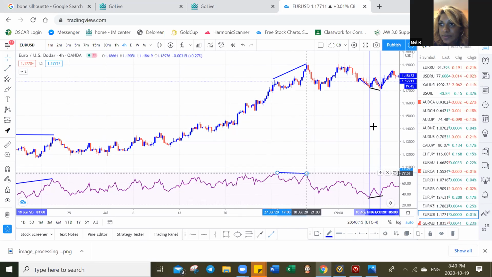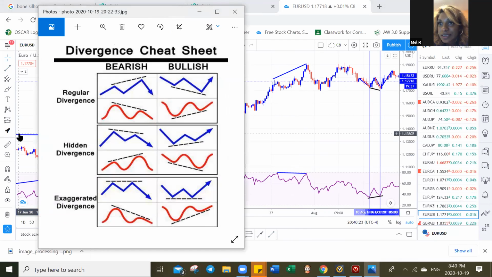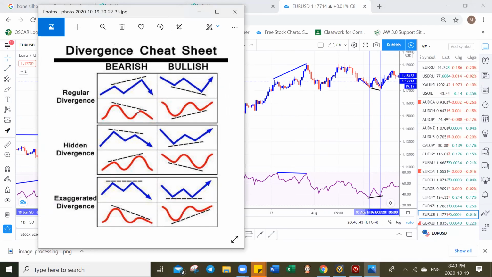Perfect. So guys, remember I told you it doesn't matter how slight the angle is. This is still a divergence, but who can tell me what kind of divergence this is? That'd be regular bullish, right? This will be regular bearish. Oh, because it's reversed. Okay, I got it. And remember, with regular divergence, we're looking for trend reversals.